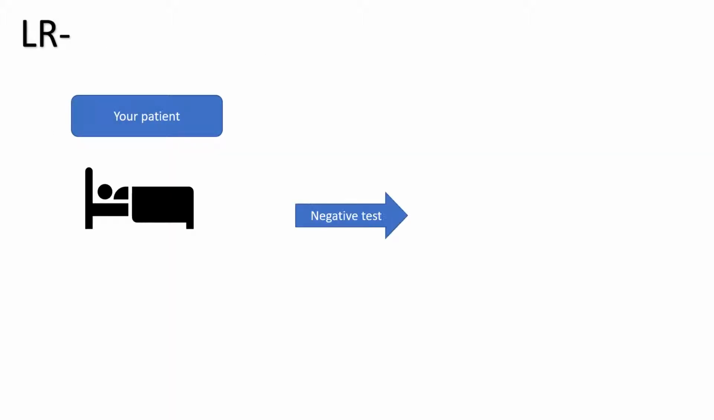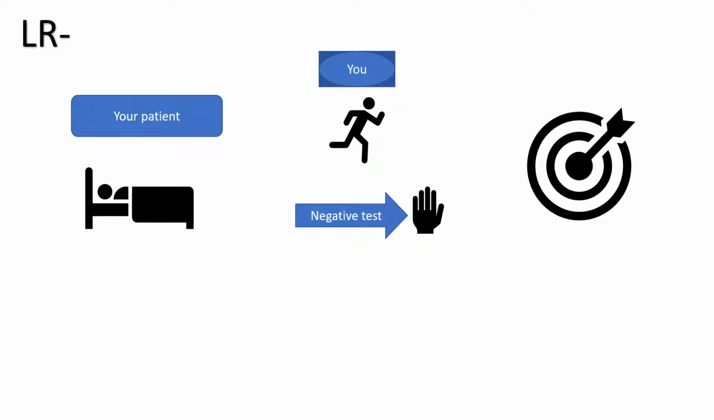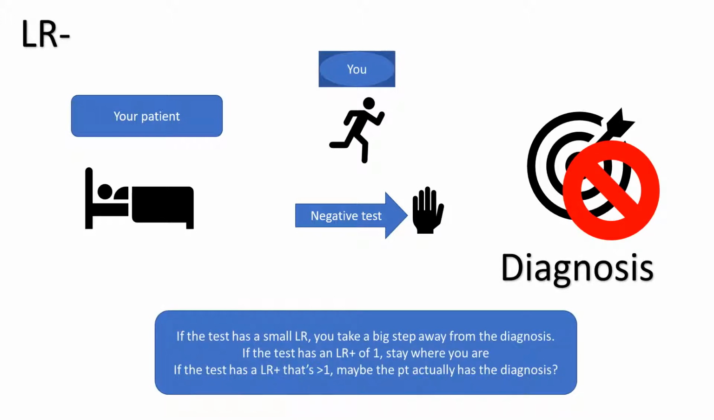So same patient, you run a test, it comes back negative. That's you. You don't want to make the diagnosis depending on the likelihood ratio negative. So if it has a small likelihood ratio negative, take a big step away from the diagnosis. If it has a likelihood ratio negative of 1, and I apologize, a typo there, stay where you are. And if it has a likelihood ratio negative, apologies, that's greater than 1, maybe the patient actually has the diagnosis.